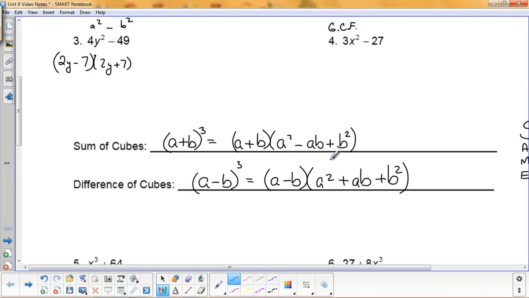That looks like a perfect square trinomial, but it's really a little bit deceiving. There needs to be a 2 here, and that is not the case with the sum and difference of cubes.